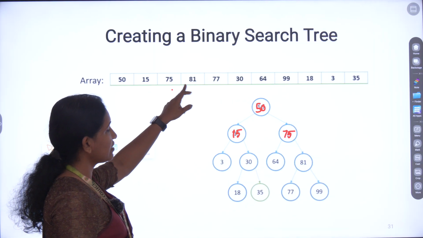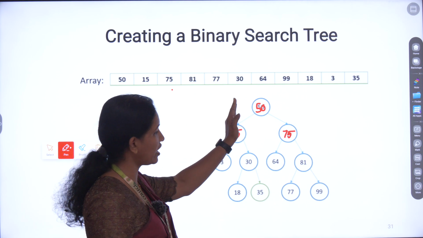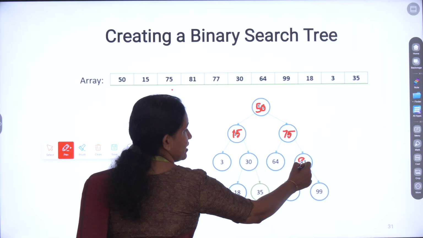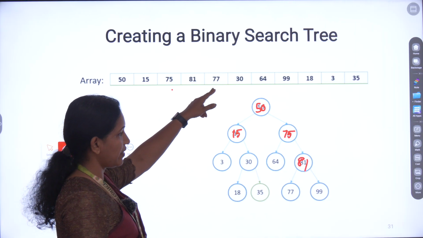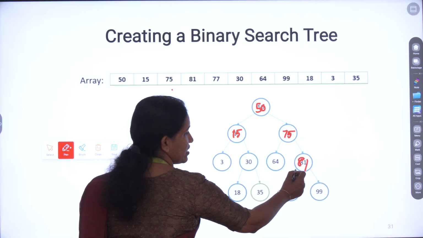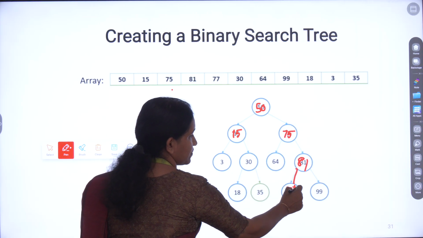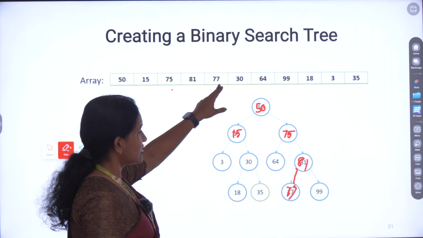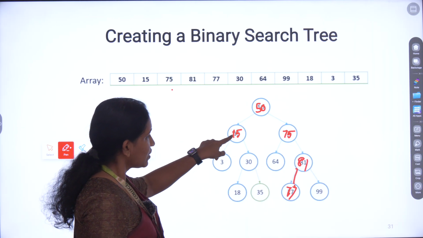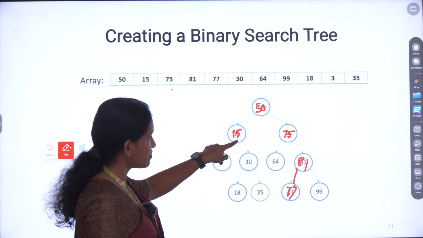Next is 81. 81 is greater than 50, so definitely it will go to the right side, and to the right side of 75 it will get inserted. Next is 77. 77, which is lesser than 81, so it will be inserted as the left child of 81. Next is 30. 30 will come to the left part of the root, that is it will come here, and again it will be checking.